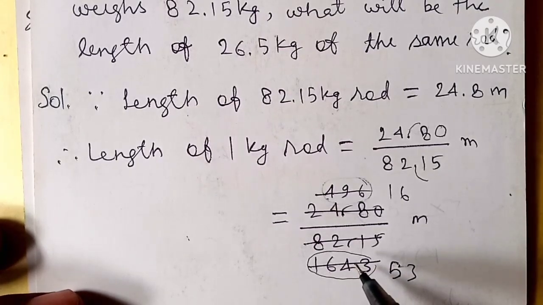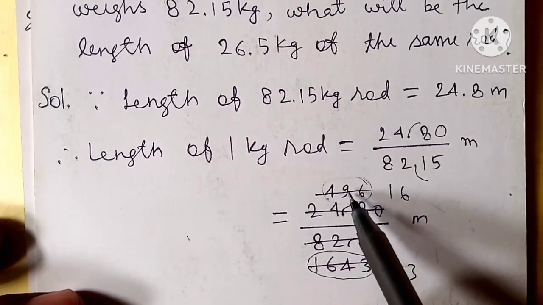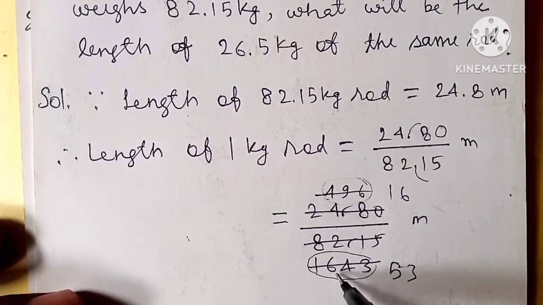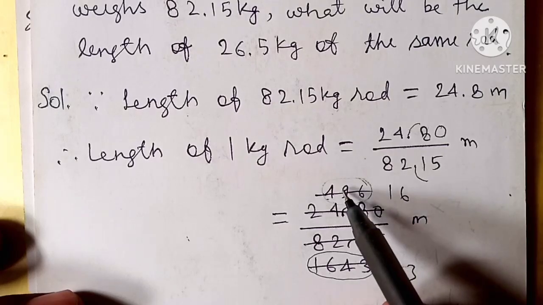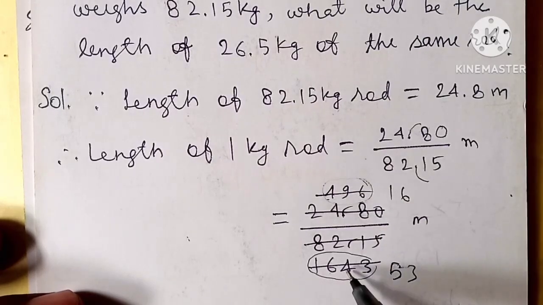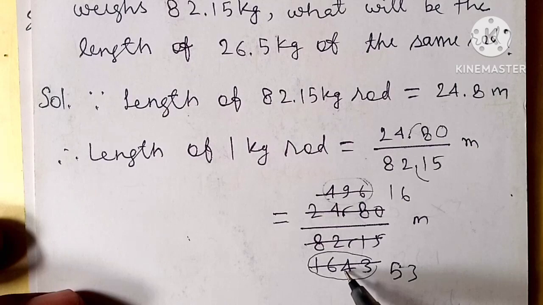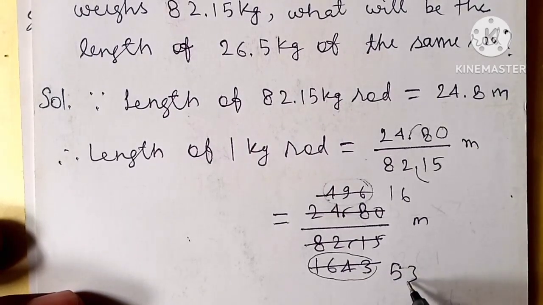So we stop at 31, since 31 can divide both 496 and 1643. So we have 16 after cancellation, and here after cancellation by 31 we get the quotient 53.